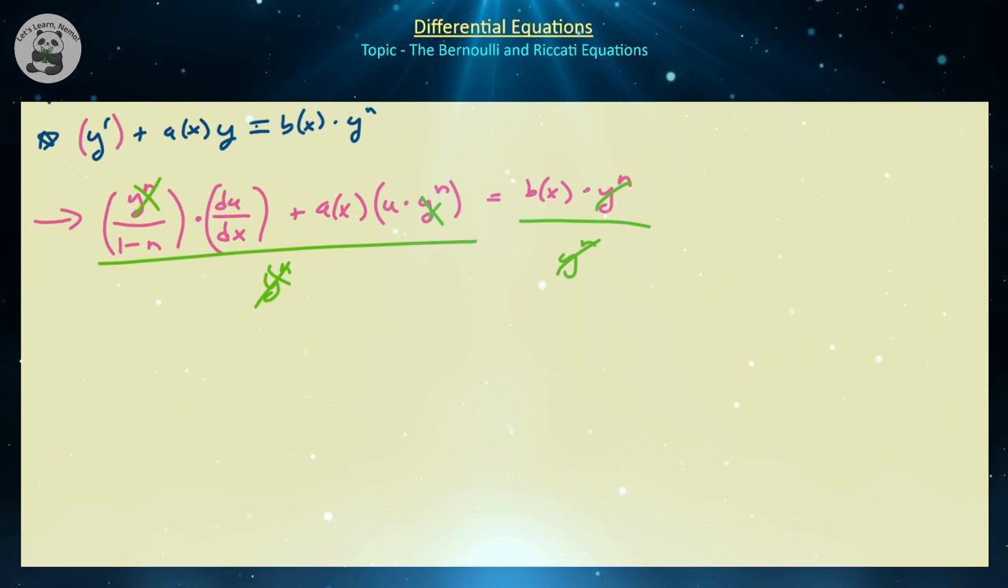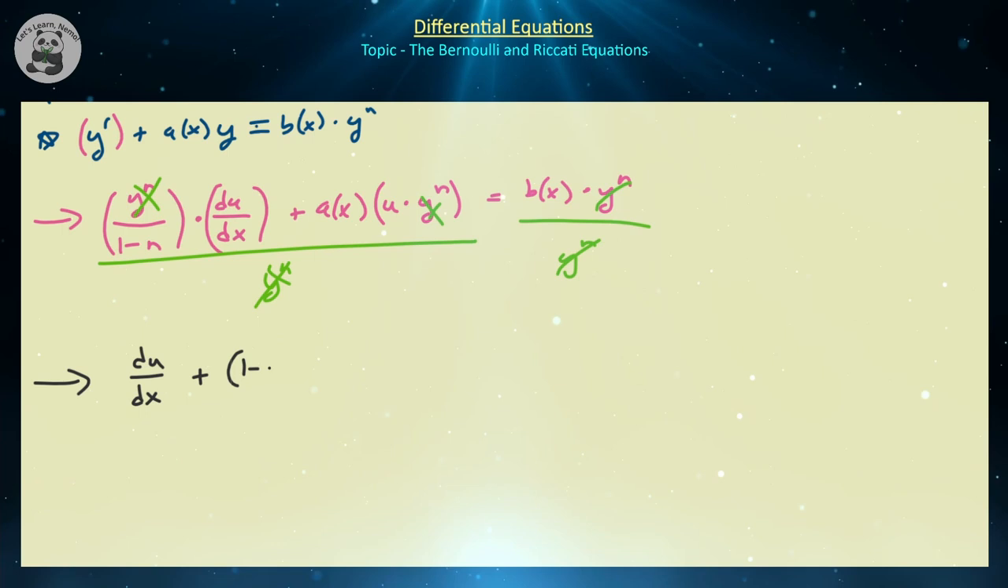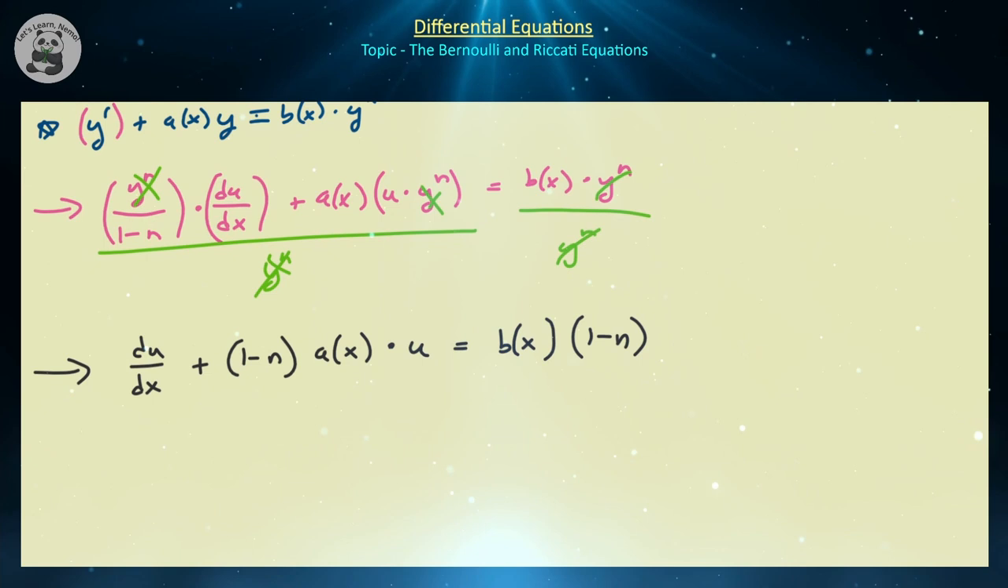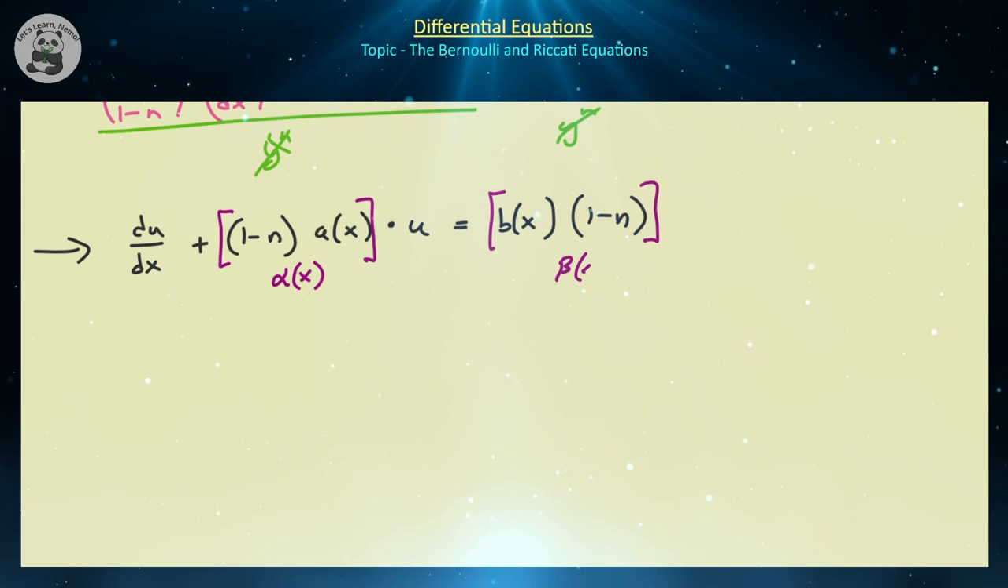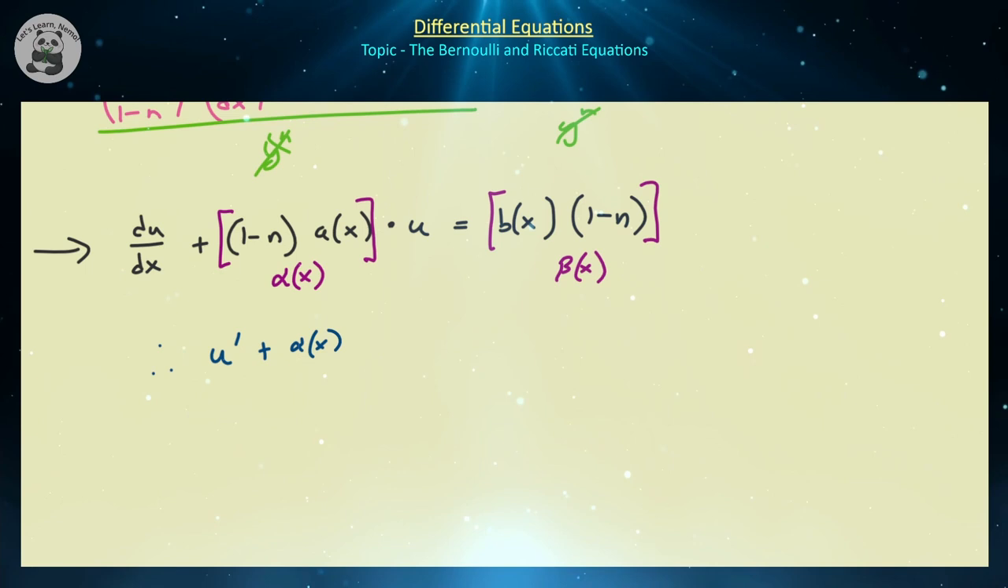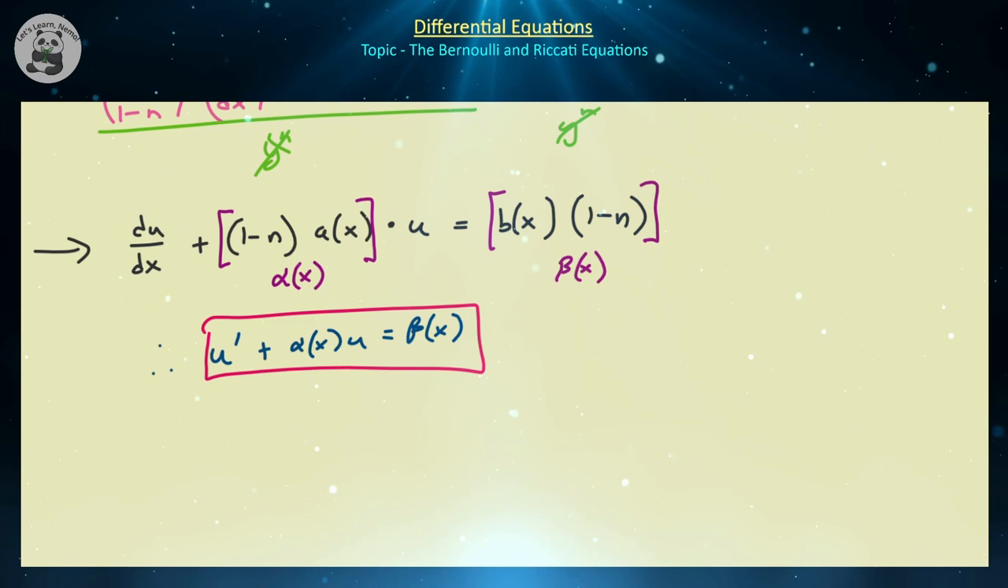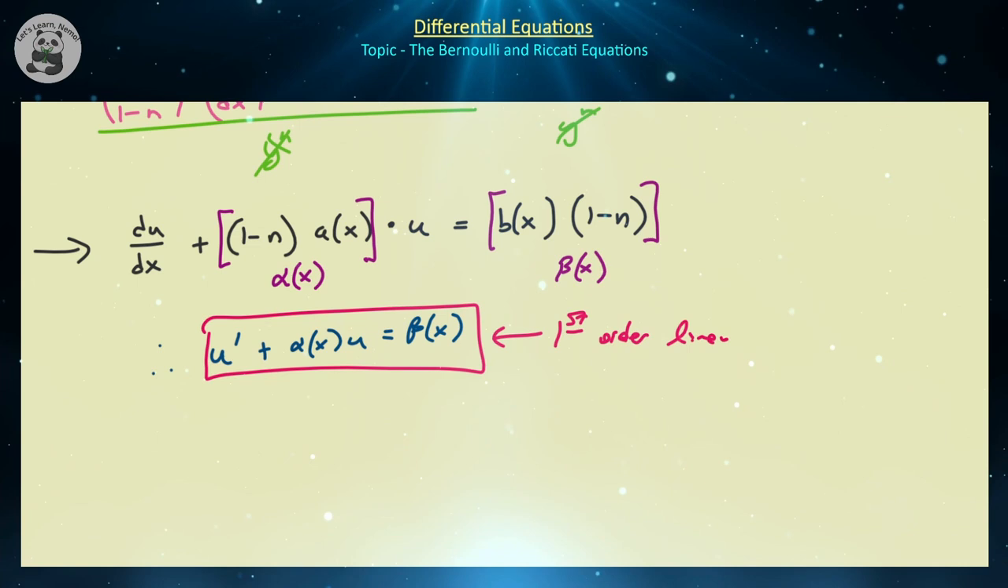So what are we going to be left with? Once I multiply both sides by that fraction 1 minus n, I'm going to have du divided by dx plus 1 minus n times a of x times u is equal to just the lonely b of x on the right-hand side times 1 minus n, right? So if I rename this function as, for example, alpha of x, and I rename the function on the right-hand side as beta of x, then I have the differential equation u prime plus alpha of x times u is equal to beta of x. And what type of equation do we have here? Well, this is just going to be a first order linear ordinary differential equation.